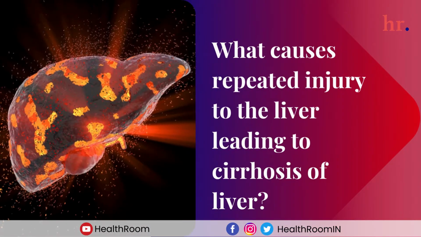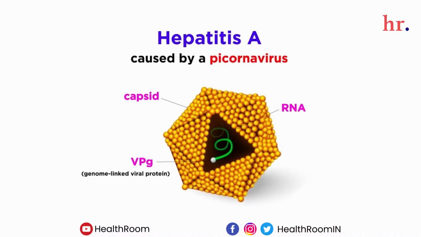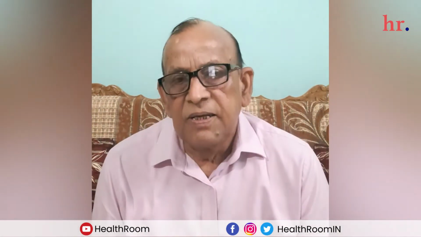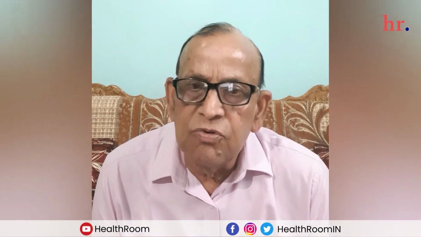What causes repeated injury to the liver leading to cirrhosis of liver? First and foremost is the viral infections of the liver causing hepatitis. It could be hepatitis A virus, it could be hepatitis B virus or hepatitis D virus. All these viruses enter the body, especially hepatitis A and D, they enter through the infected food, infected water, contaminated substances. These viral infections are also spread through the infected needles, blood transfusions, sexual contacts. All these can lead to hepatitis.